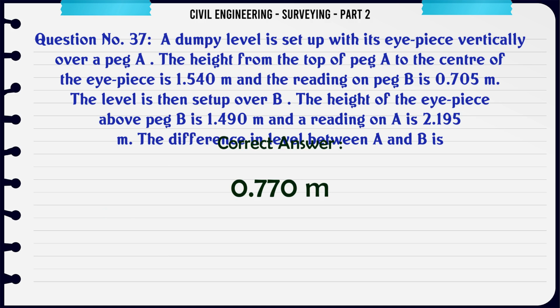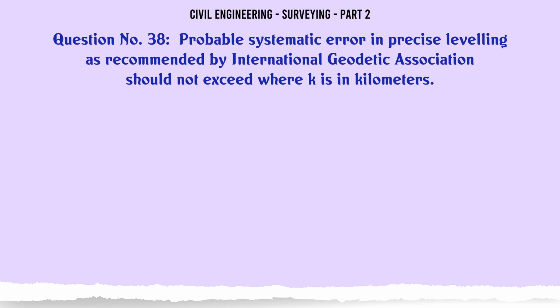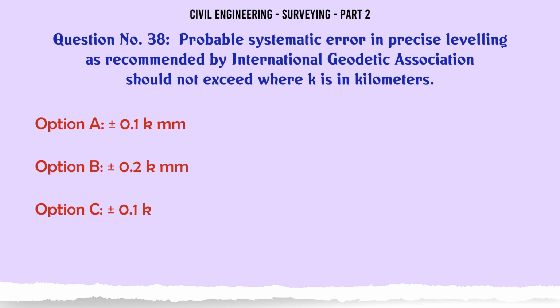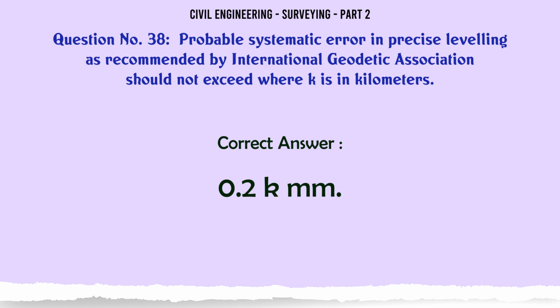0.770 m. Probable systematic error in precise leveling as recommended by the International Geodetic Association should not exceed, where K is in kilometers, A. 0.1 √K mm, B. 0.2 √K mm, C. 0.1 K, D. 0.2 K mm. The correct answer is 0.2 √K mm.